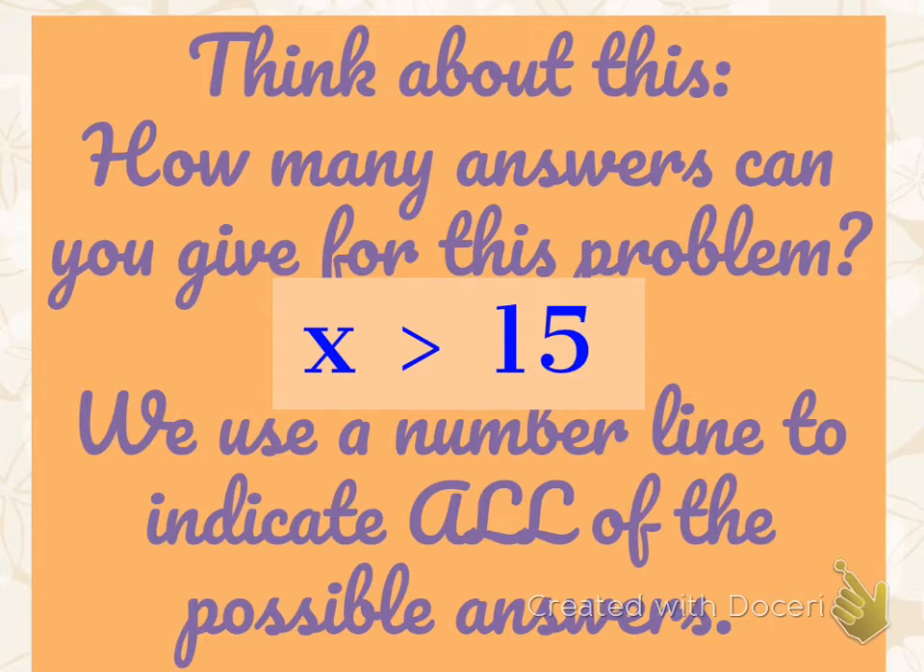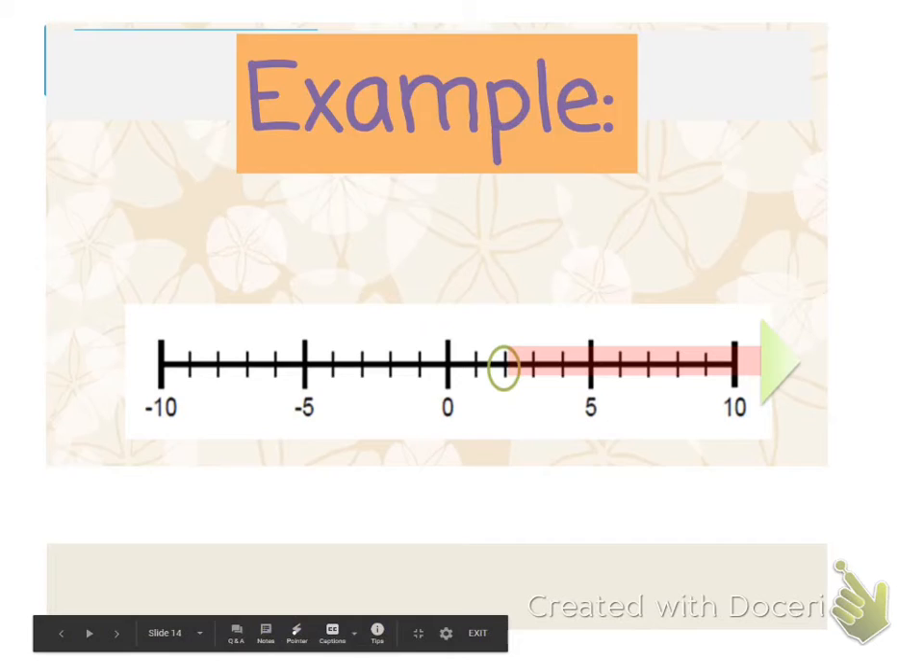It's the same idea. So one of the things that we do differently when we're doing inequalities is we graph them so that we can write all of the possible answers. Because we could never list all of the numbers that are greater than 15, right? It's impossible for us to do. So we're going to use a number line to indicate all of the possible choices. That's the whole purpose of graphing them, and that's why we do it. So we're really just graphing on a number line.